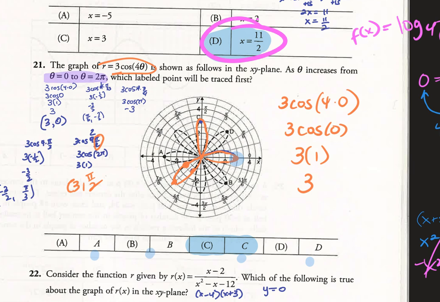And the first one I hit was C. So that was the first one that would have been plotted. Does that make sense? Okay.